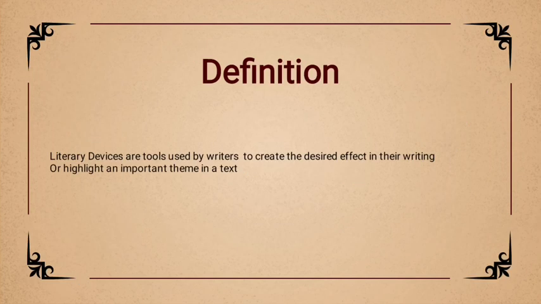First we go to the definition. What is the definition? Literary devices are tools used by the writer to create the desired effect in their writing or highlight an important theme in the writing. Simply, we can say that literary devices are the tools, techniques and instruments used by the writer to create a special effect in their writing or to highlight an important theme in a text. When a writer wants to highlight an important theme in his writing, he uses literary devices.